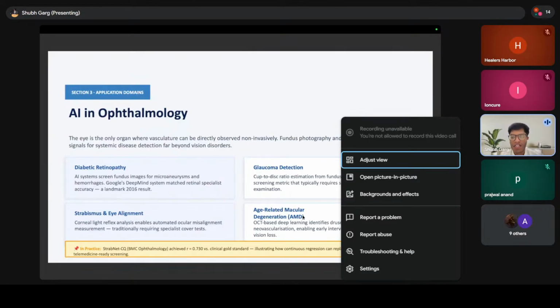Next is glaucoma detection. This involves estimating the cup-to-disc ratio from fundus images, a key metric. Automating this removes a significant bottleneck in glaucoma screening programs.